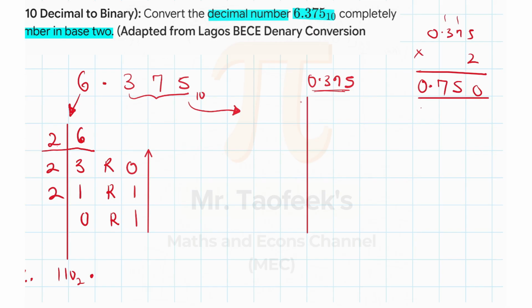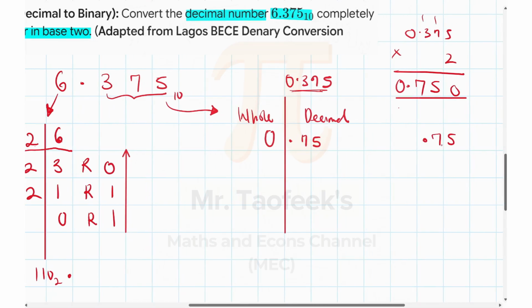Now, if you want to write your answer, this part is going to be for the whole number, and this part is going to be for the decimal. Okay? For the whole number part and the decimal part. So we have 0.75. So our 0 is going to be here, and our 0.75 is going to be there. Okay? So 0.75 now, which is the answer we got, will be multiplied by 2 again. So you do this repeatedly over time, okay?